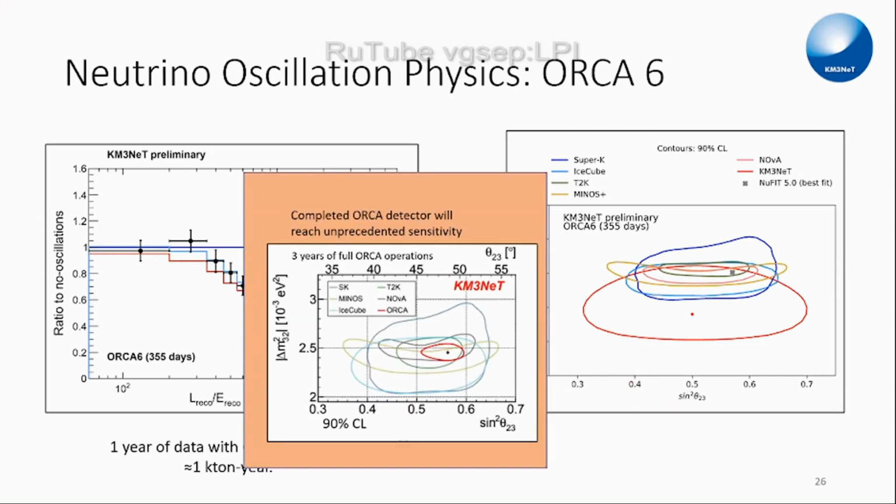Now, when ORCA is finished, this will be quite a lot better, actually very much better. So this is the prediction of the accuracy with which we can determine these two oscillation parameters. So this is this red line here, and again, also compared to current measurements, as was in the case in this plot. So very exciting.